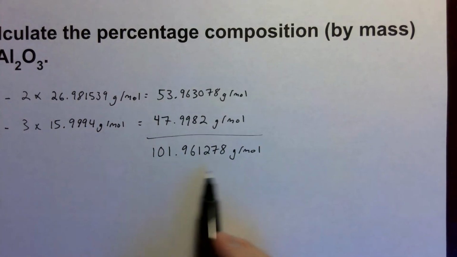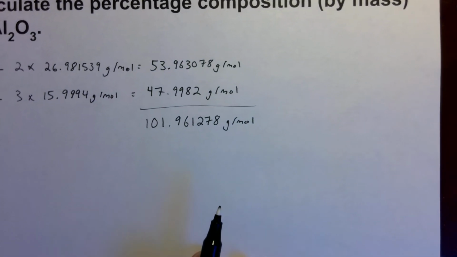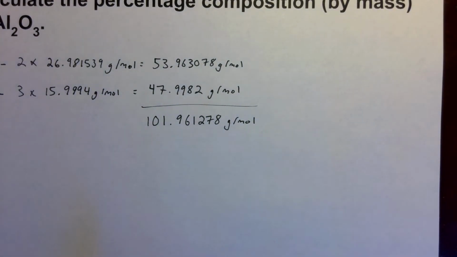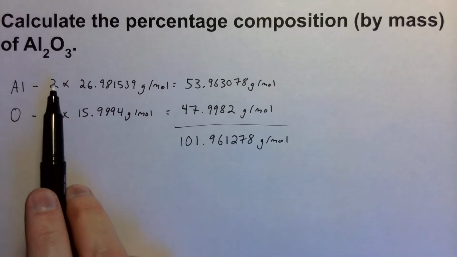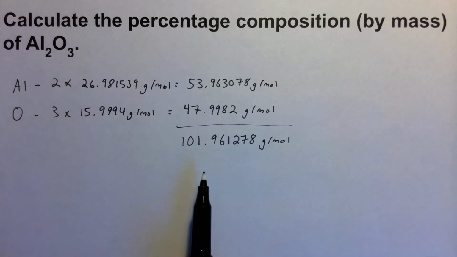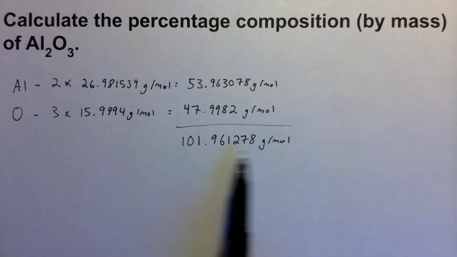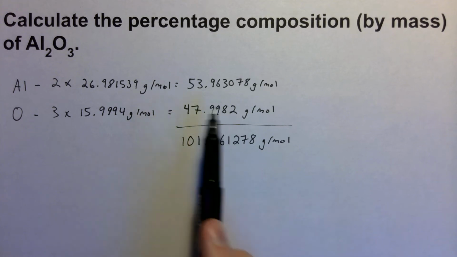Alright, this is our total here, but we want the percent composition, which basically means what percentage of this compound is each element. So what percentage is aluminum and what percentage is oxygen? Now, conceptually, we know that a percent means a fraction out of 100. So if we take 100 to be the whole, this is our whole, and we want to know the fraction as a percentage of each element.